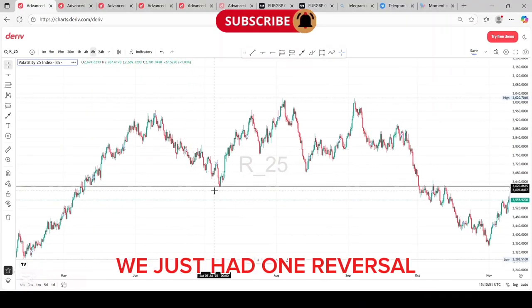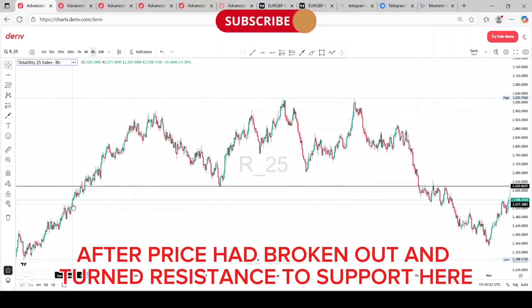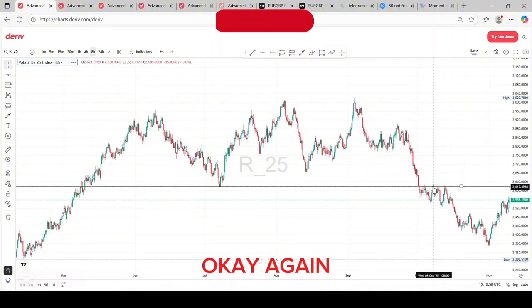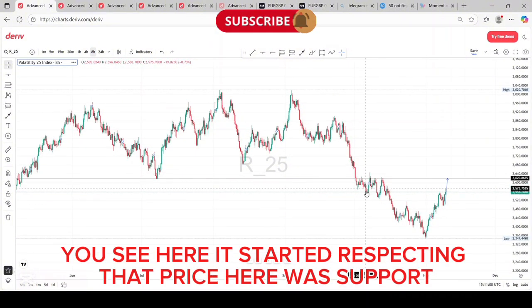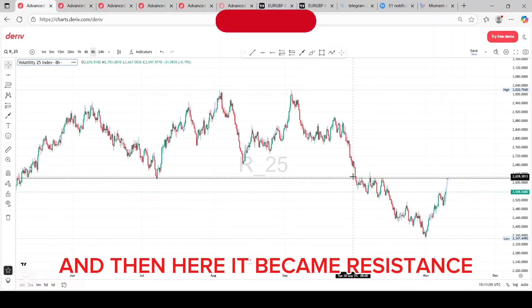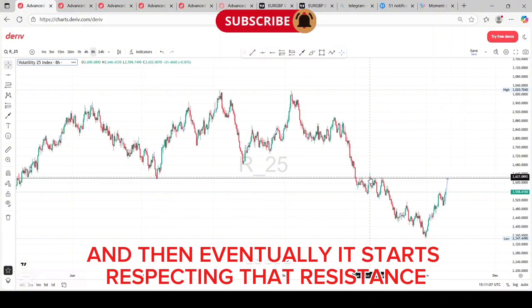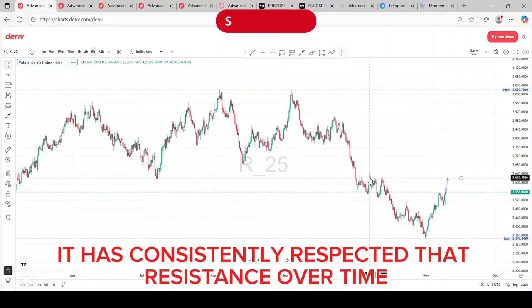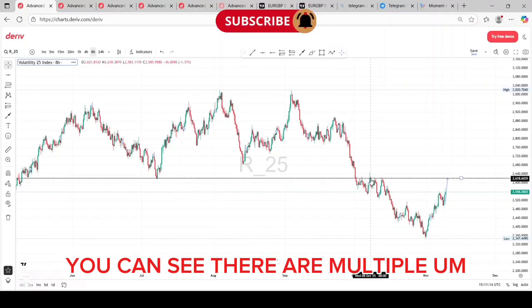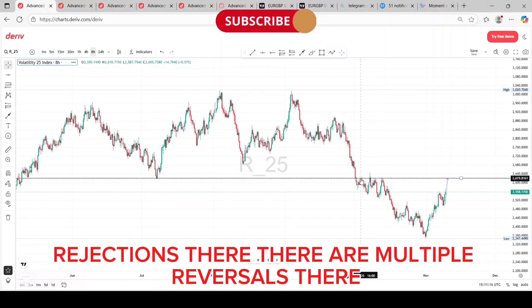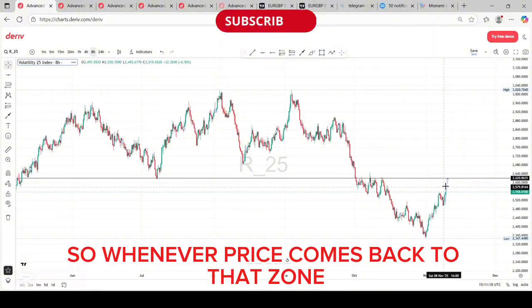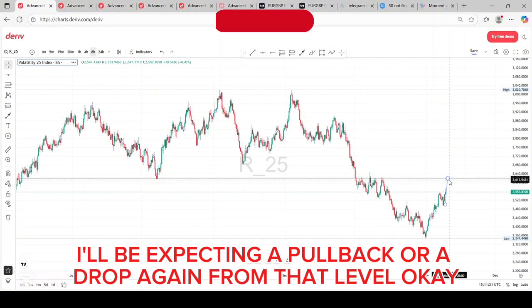Okay, here we just had one reversal after price had broken out and turned resistance to support here. Okay, again, you see here price was support, and then here it became resistance, and then eventually it starts respecting that resistance. It has consistently respected that resistance over time. You can see there are multiple rejections there, there are multiple reversals there. So whenever price comes back to that zone, I'll be expecting a pullback or a drop again from that level.